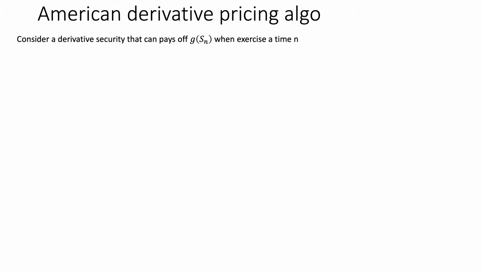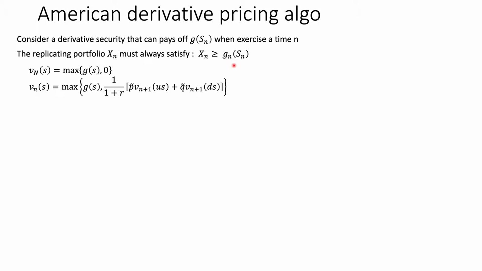So let's imagine that the option has a payoff of G_n, and it can be exercised at any time n, right? And the replicating portfolio X_n must always satisfy this relation. What this is telling us is that the value of our replicating portfolio at any point in time n must be greater than or equal to the amount of money that the owner of the option would get if they exercise the option at that given point in time.